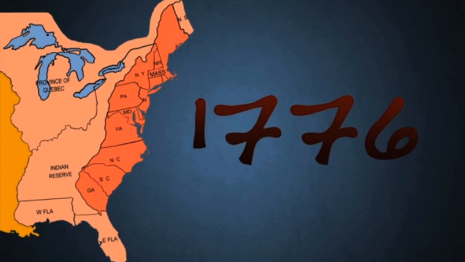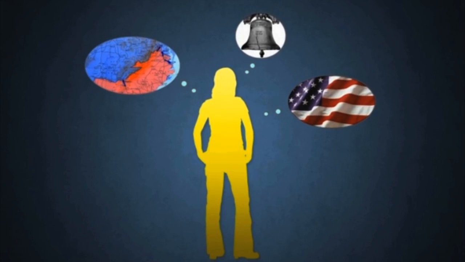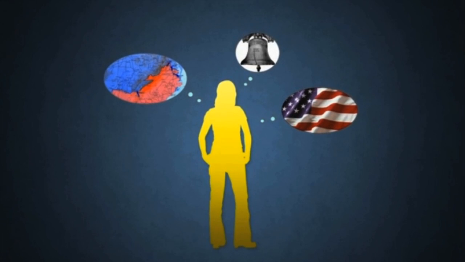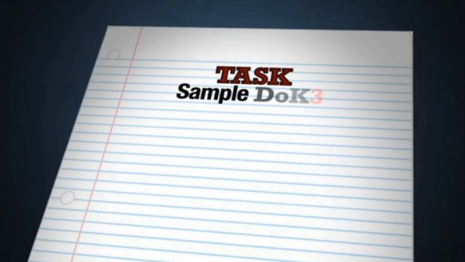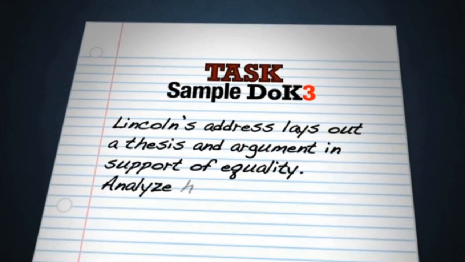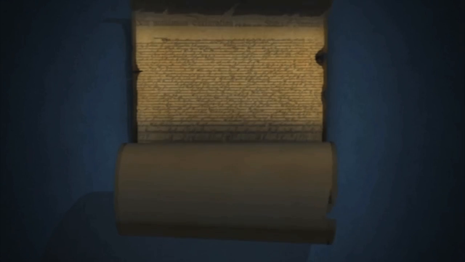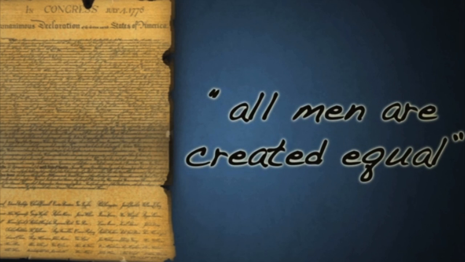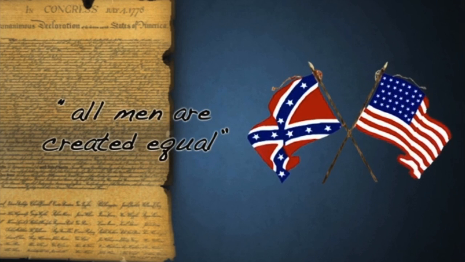As we move on to DoK Level 3 and 4 tasks, we notice that instead of one right answer, there are opportunities for multiple correct answers, with justification and an explanation of reasoning. A DoK Level 3 task for the Gettysburg Address might say, Lincoln's address lays out a thesis and argument in support of equality. Analyze his line of reasoning and the evidence he uses to advance his point of view. This is a DoK 3 task because it asks students to analyze the use of rhetoric as Lincoln relates the basis of equality during the founding of the United States to the fight to end slavery in the battles of the Civil War.